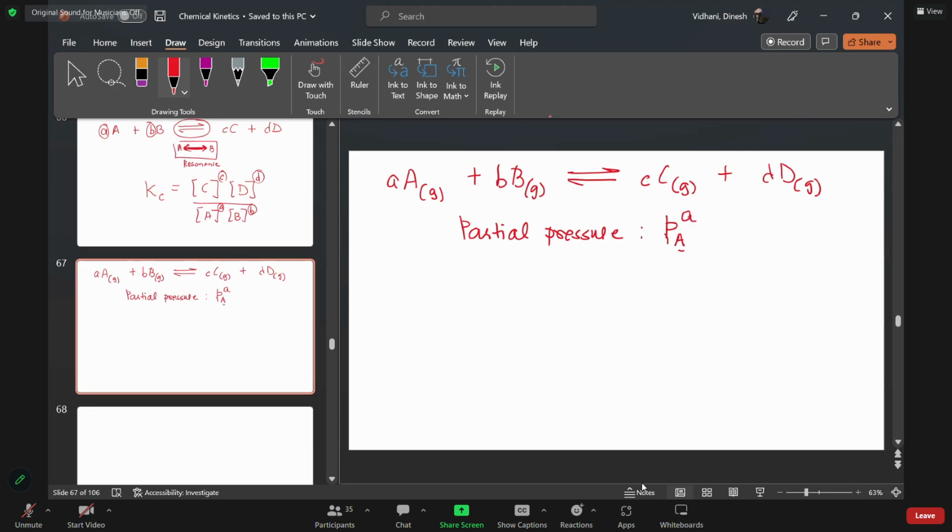In the same way, we can write partial pressure of B, C, D, right? And equilibrium constant is given by Kp. Now, P represents that you are dealing with the gaseous reactants and products, and those are in equilibrium. So Kp, just like we wrote for our Kc, I can write it in the same way. This time, it is going to be partial pressure of C multiplied by partial pressure of D.